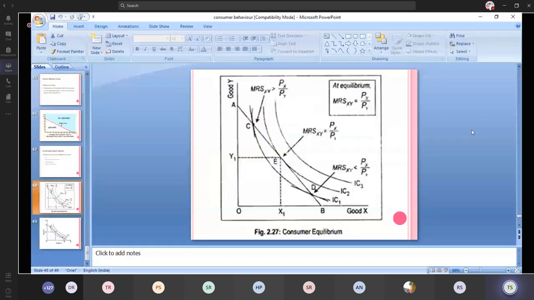Is the diagram visible? Yes, ma'am. Okay, ma'am.